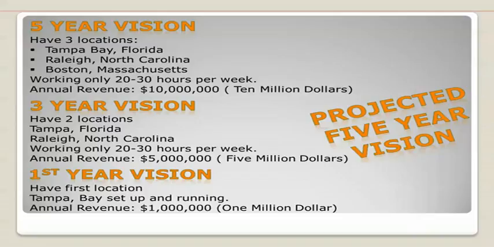Skip 2 more years up to the 5-year vision. For us, it is to have 3 locations, one in Tampa, one in North Carolina, and one in Boston, working only 20 to 30 hours per week with an annual revenue of $10 million. This is to give you an example of the growth that we're going to have and the expectations we're going to have on you to help us get these goals accomplished.